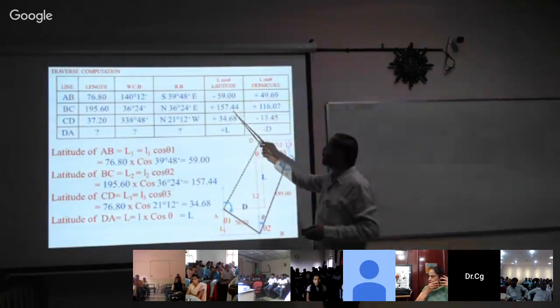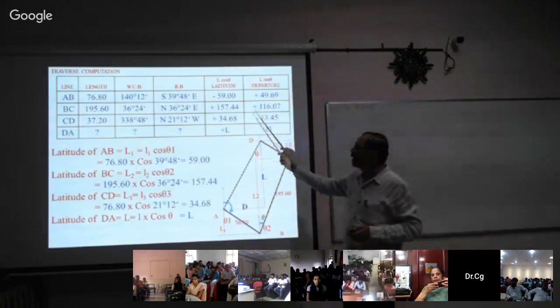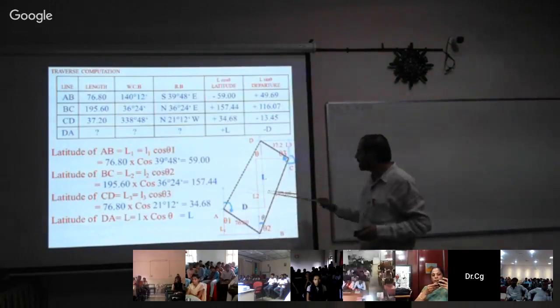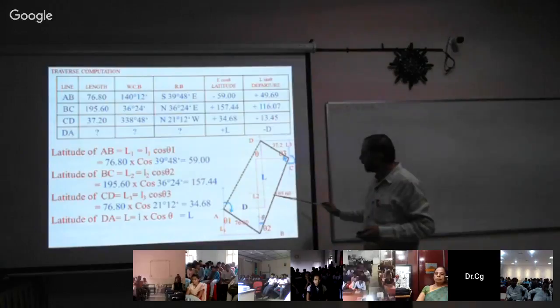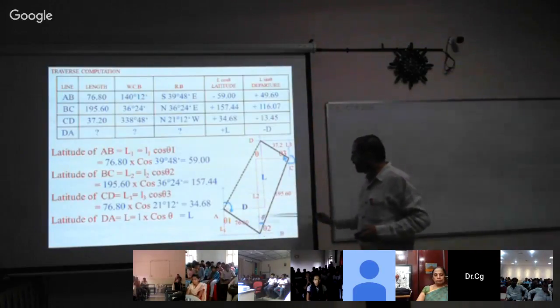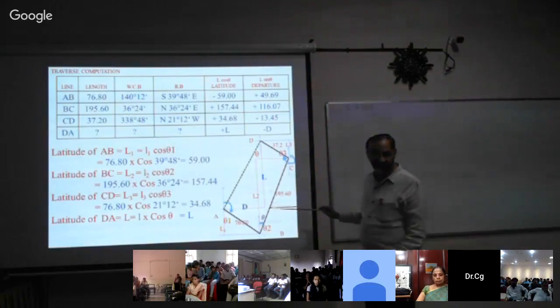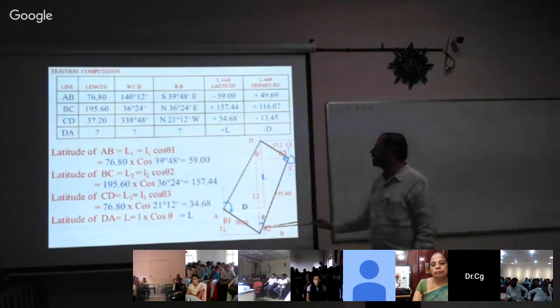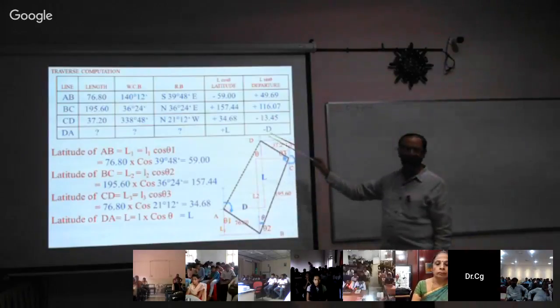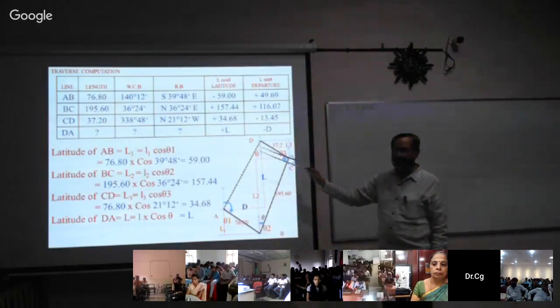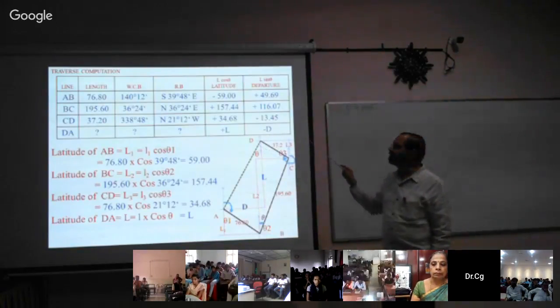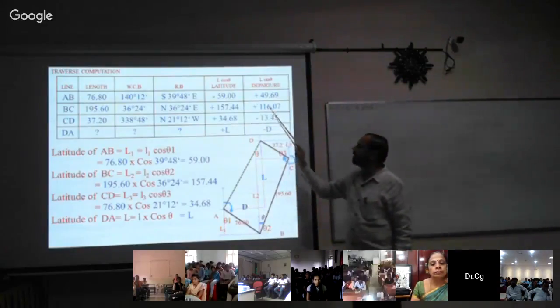So therefore, latitude and departure. Line BC is in the first quadrant, therefore when it is in the first quadrant, latitude is positive and departure is also positive.